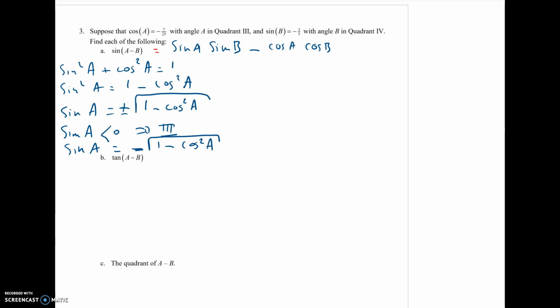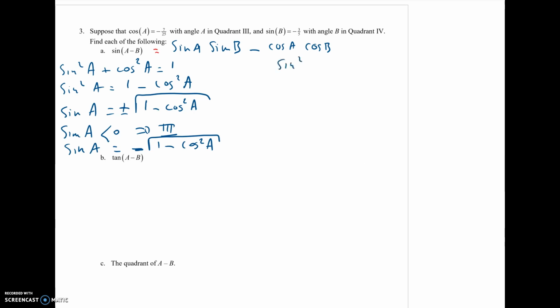I'll let you calculate the sin A by substituting cos A by -7/25, and you will be able to find it and use it in your formula.